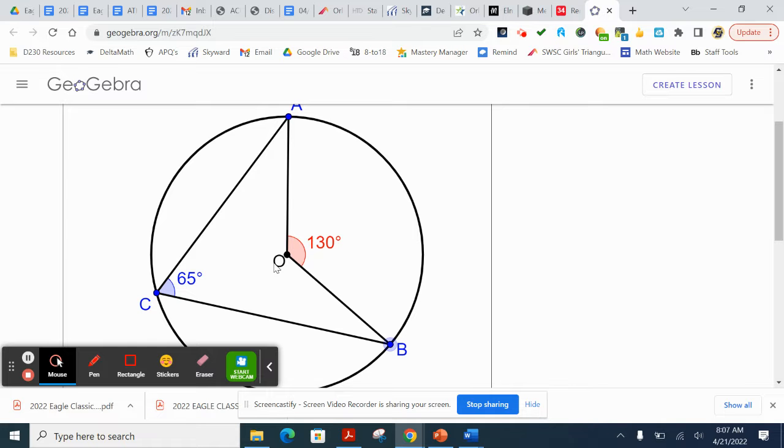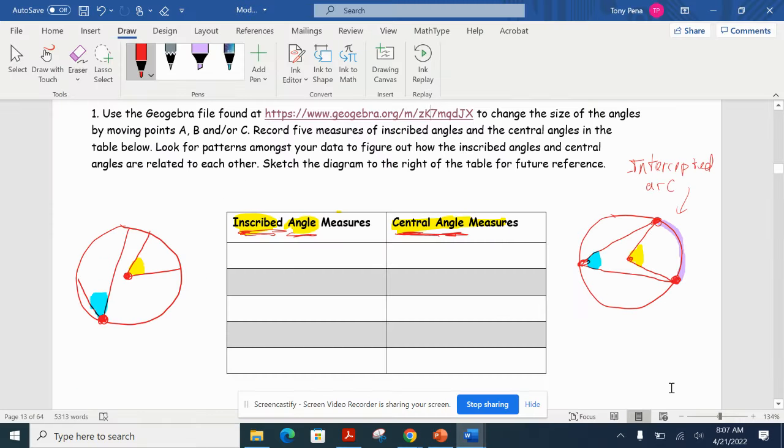Right next to it, they both create this arc from A to B. The intercepted arc is identical. Well, if that is a 65-degree inscribed angle, notice how the central angle is 130. So write that down for this one. The first one we are putting in is 65 for the inscribed angle, and we would have gotten a central angle of 130 degrees.